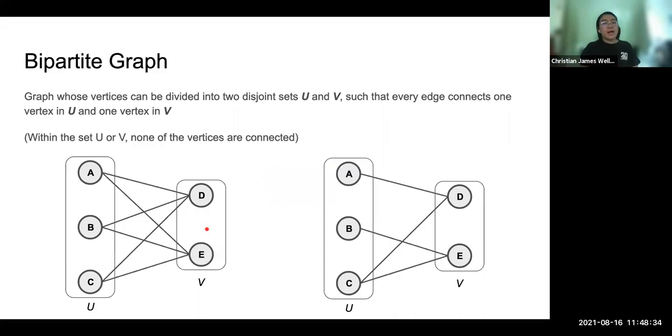One thing to think of intuitively is that the edges only connect across the sets, but none of the edges connect within a set. So it only connects across. These are the 2 examples of bipartite graphs. And there's a name for this one, where you have every pair connecting the 2 sets. It's called a complete bipartite graph.